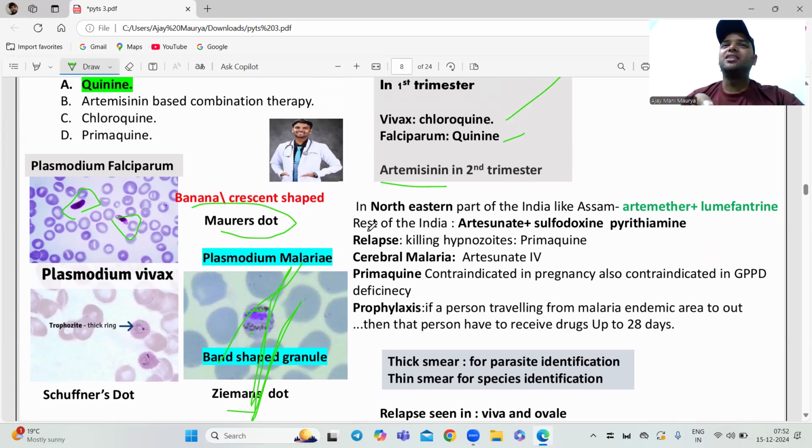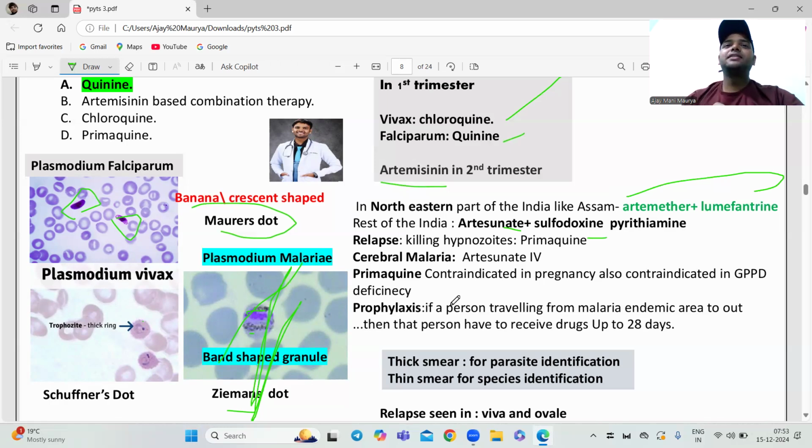See the band shape, okay. Done. So guys, for the treatment, please remember that in the northeast part of India like Assam they will use artemether and lumefantrine. In the rest of India, they will use artesunate plus sulfadoxine-pyrimethamine. Okay? For relapsing malaria, for killing the hypnozoites, we have to give primaquine. For cerebral malaria, you have to give artesunate IV.